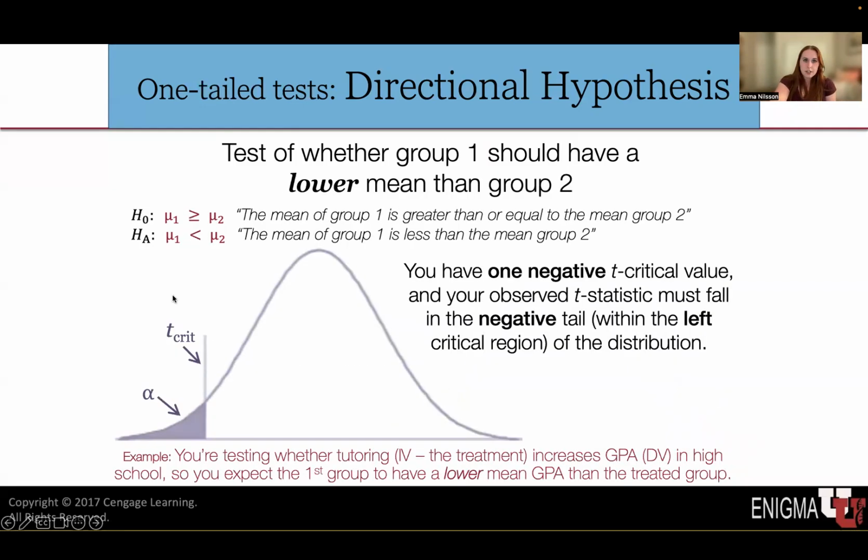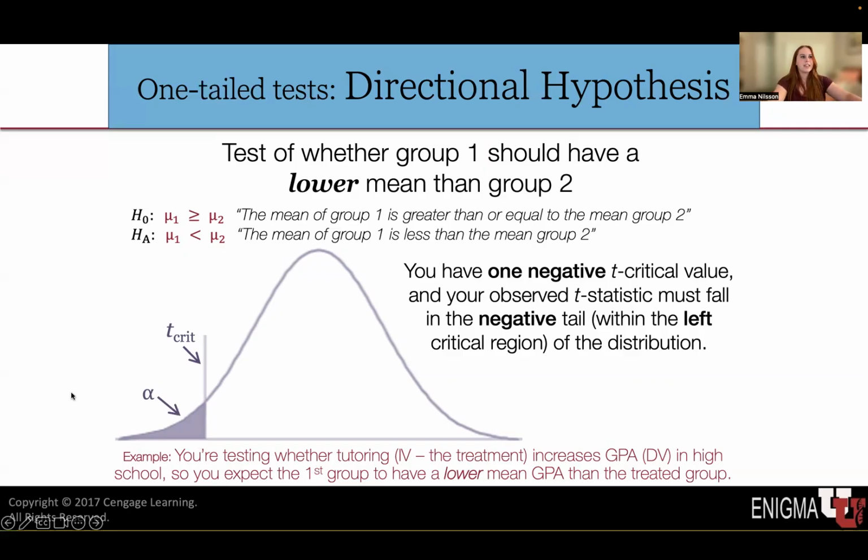A negative one-tailed test, on the other hand, says that group 1 should have a lower mean than group 2. That's your alternative hypothesis, that the mean of group 1 is less than the mean of group 2. And your null hypothesis is that the mean of group 1 is greater than or equal to the mean of group 2. You're going to have one t-critical value again, one-tailed test. It's going to be on the negative side this time, and your observed t-statistic needs to fall within the negative tail, so to the left of the critical region.